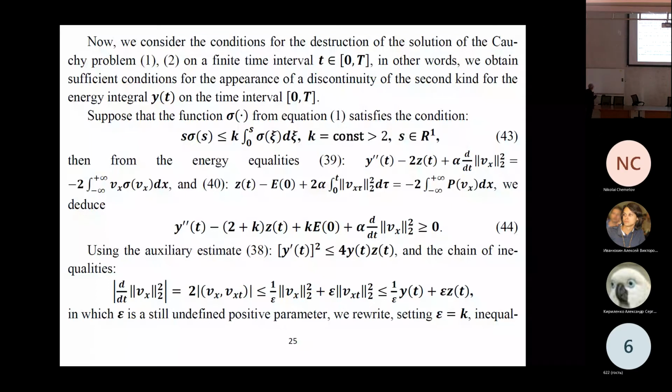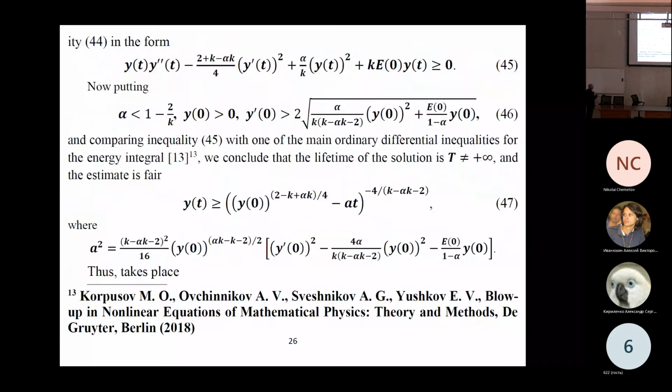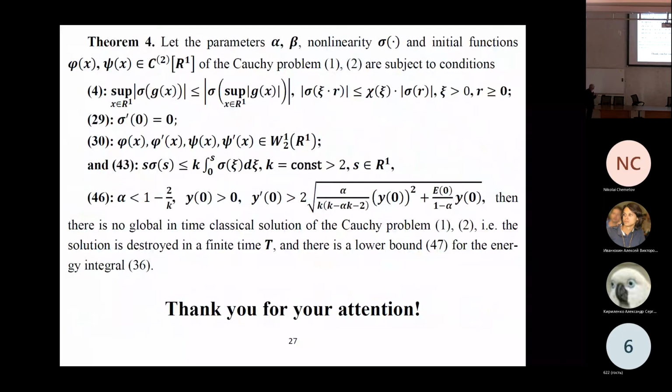От неравенства 44, используя ранее полученные вспомогательные неравенства 38 и соответствующие оценки, переходим к неравенству 45. Сравнивая неравенство 45 с дифференциальными неравенствами, приведенными в монографии 13, мы заключаем, что если потребовать дополнительно выполнения условий 46, то время существования решения не может быть бесконечно большим. Для интеграла энергии справедлива оценка снизу, и таким образом мы получаем утверждение.